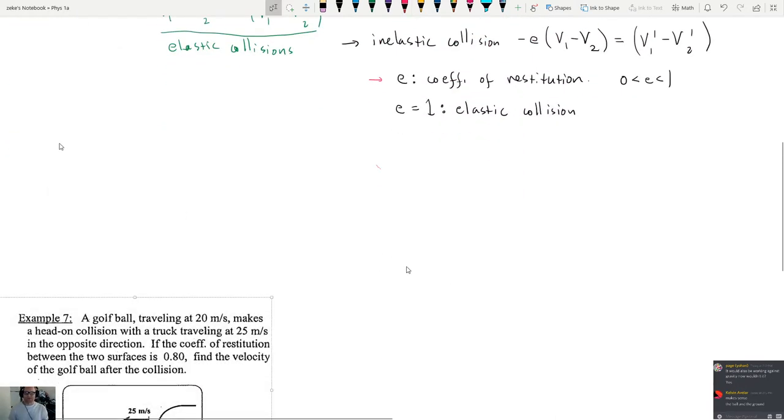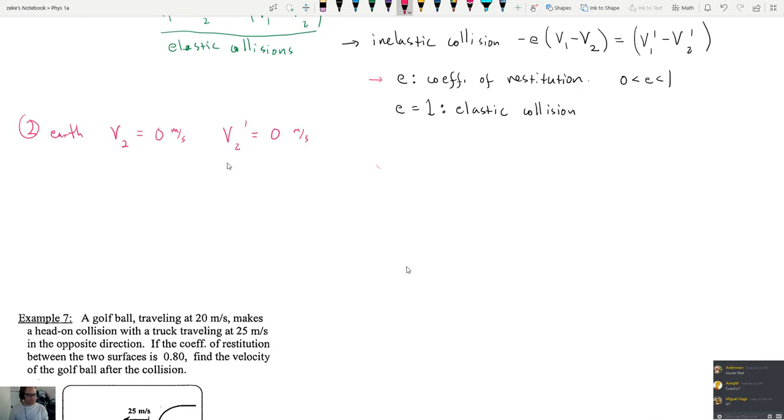So let's see what that gives us. Basically, 2 is going to represent the Earth. What should we use for the velocity of the Earth, which is the ground, before and after the collision with the ball? It's not going to be gravity. Gravity is an acceleration. We need a speed. 0. That's right, Miguel. 0. The Earth isn't moving relative to the ball. The Earth is basically just sitting still. And when the ball bounces off the Earth, the Earth isn't going to move very much. It's way too big. Its velocity is basically going to be 0.